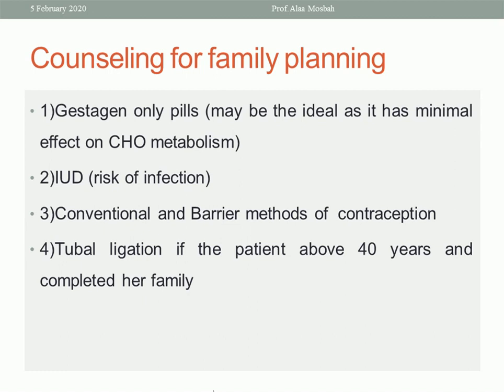Counseling for family planning. Progestin-only pills may be the ideal as they have a minimal effect on carbohydrate metabolism. IUD relatively contraindicated due to risk of infection. Conventional and barrier methods of contraception can be used because they are safe. Tubal ligation if the patient is above 40 and has completed her family may be the best choice.